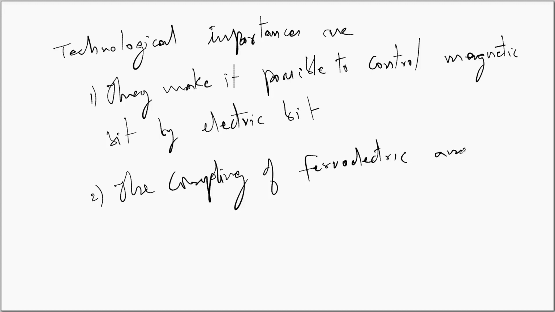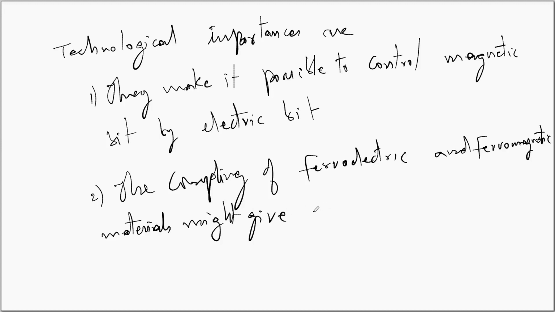And these properties may not be available in the standalone materials. Meaning, if you have a multiferroic that can exhibit simultaneously ferroelectric and ferromagnetic properties, then such materials can give rise to some novel properties. These properties make the multiferroics more energy efficient and useful in reducing the size of the storage devices significantly.